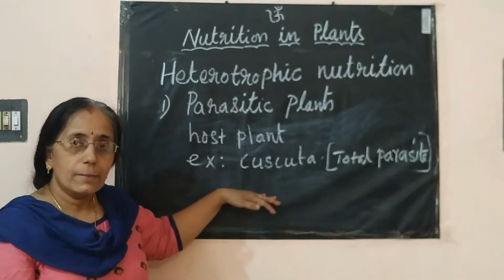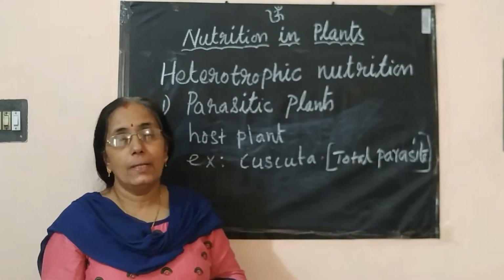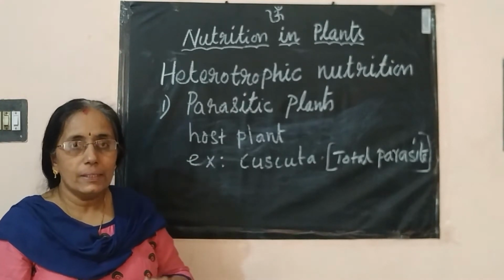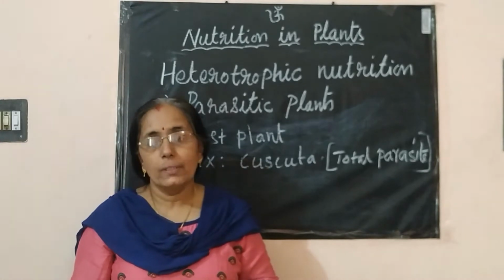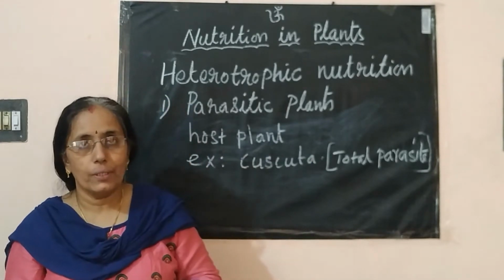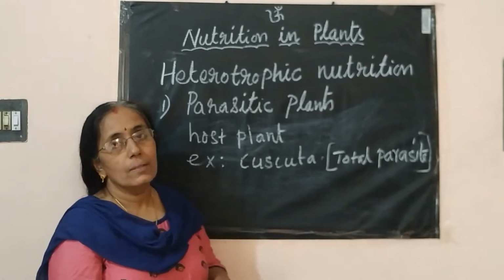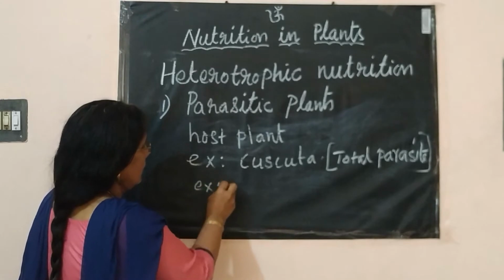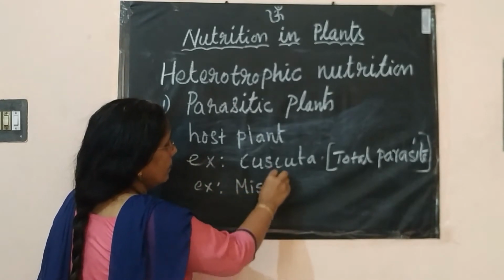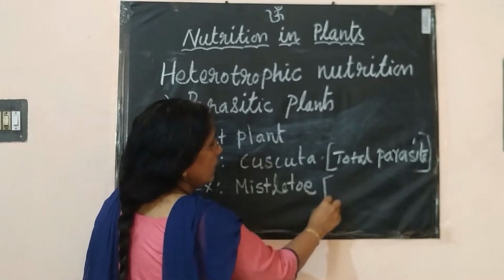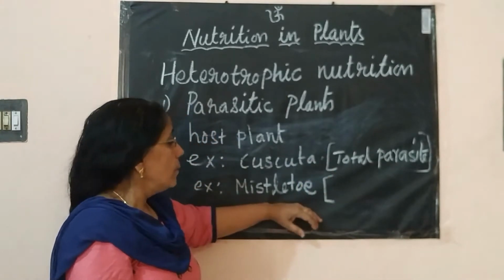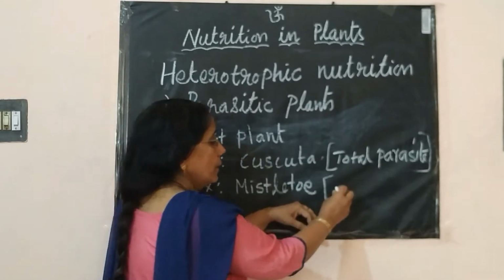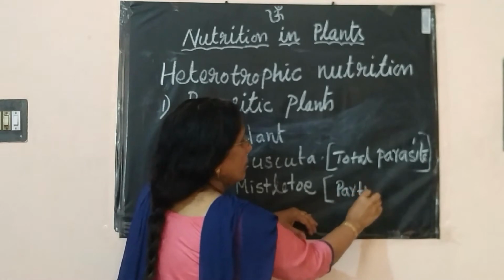But there are some other plants like Mistletoe which have chlorophyll. It depends only partially on the host for nutrition and water. Such plants are known as partial parasites. Therefore, an example is Mistletoe. Since it depends only partially on the host plant for food and water, it has got the name partial parasite.